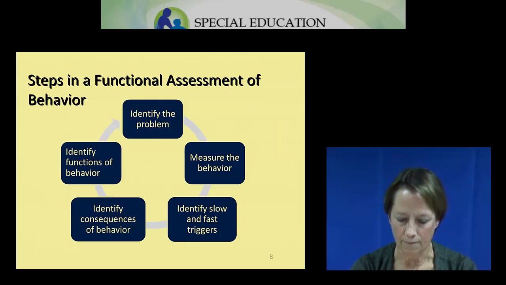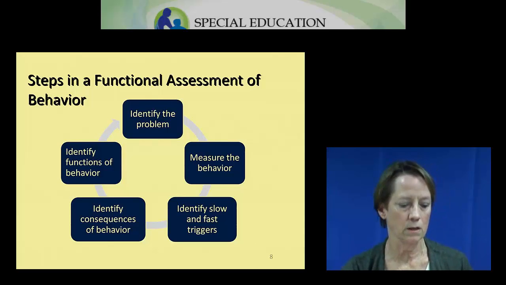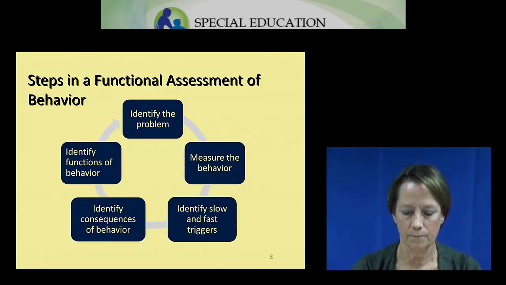On this slide is a graphic identifying the 6 steps that we'll be talking about regarding FBA. Remember that this process is a cycle and that we may sometimes have to work back through some of the steps in order to be sure that we're coming up with our best understanding of a student's behavior.